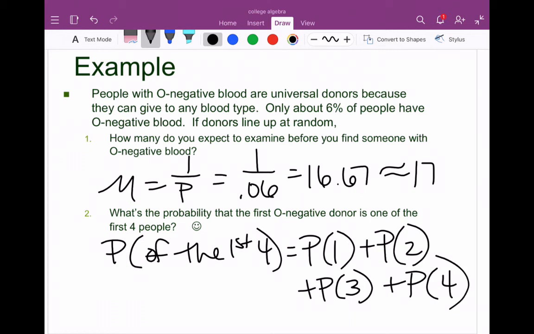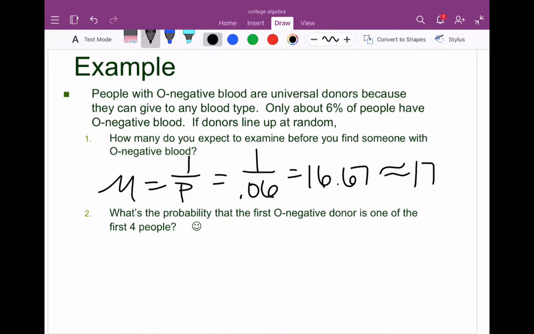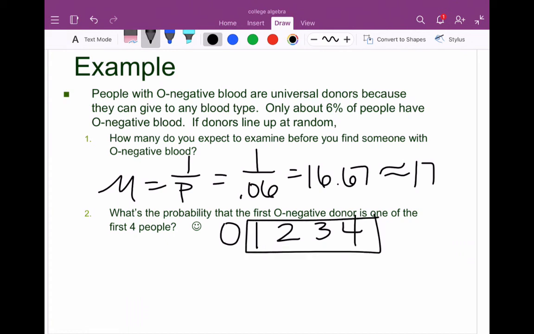But that's a lot of work. It's less work because we have fewer trials right now, but if we were to say, what's the probability that they are one of the first 40 people, this would be a lot of work. So instead of doing it this way, we can actually use 1 minus in this situation. So the probability that they are one of the first 4 people would be that they could not be there at all. They could be the first person, the second, the third, or the fourth. So we're looking for that probability, which does not include 0. And again, when you use the word not, that means we have to subtract from 1.